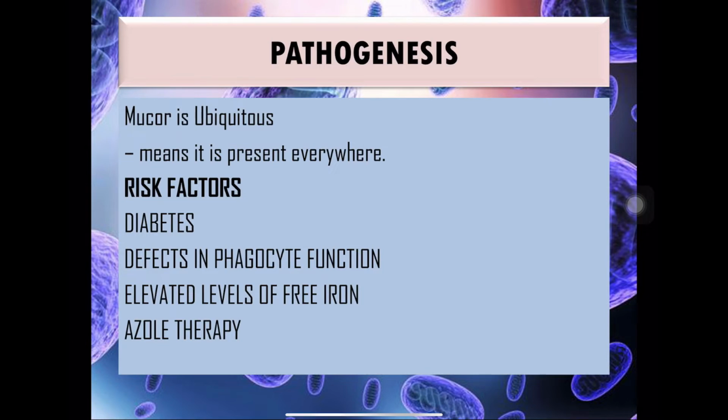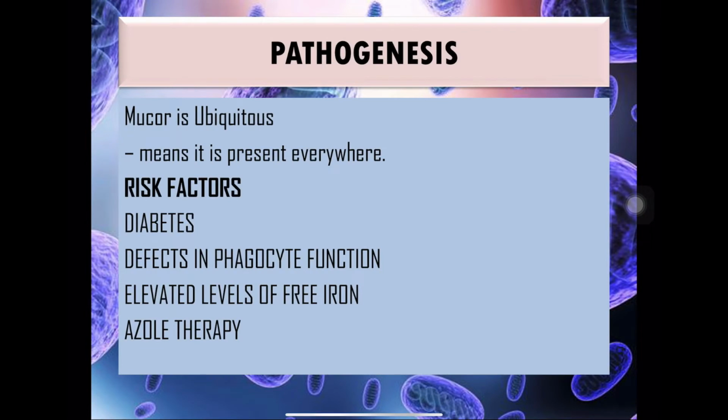Once the spore enters our body, how does it cause the disease? The pathogenesis. We all know that mucormycosis is ubiquitous. What is ubiquitous? It is present everywhere. So my question is, if it's ubiquitous, does it mean all of us are at risk of developing mucormycosis? No. It is present in the normal air that we inhale, the air that you inhale now and the air that I inhale now. But we are not at risk of developing mucormycosis thanks to our normal defense mechanisms.